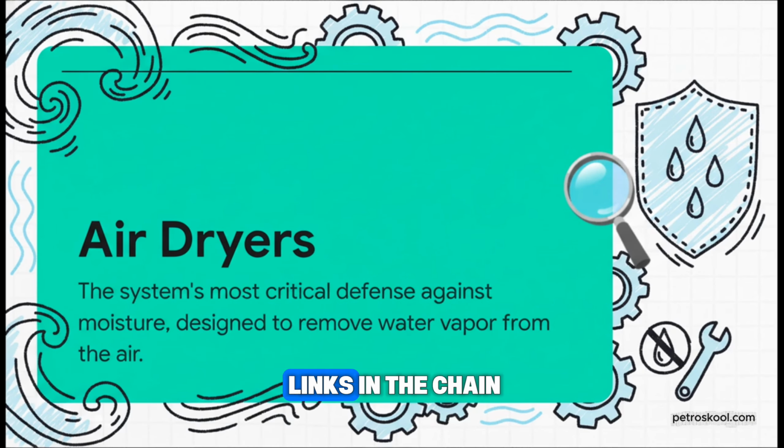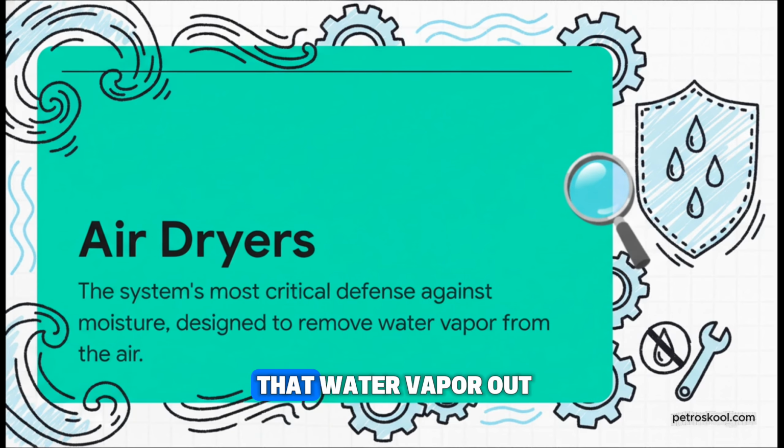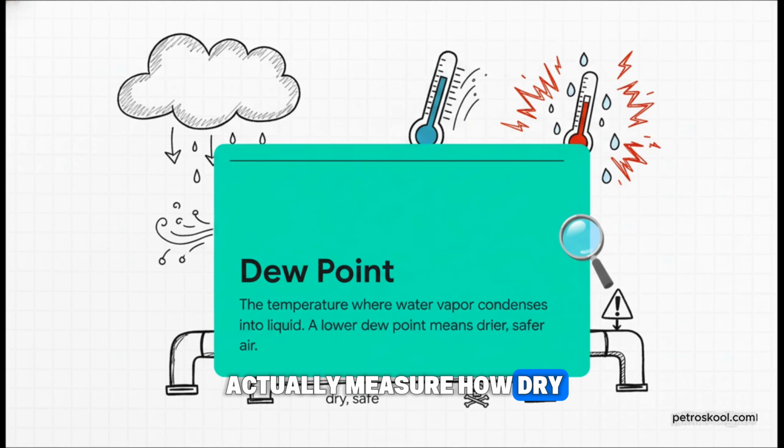Now, of all those links in the chain, you could make a strong case that the air dryers are the real MVPs. They have one single solitary job: to act as the ultimate guardian against moisture. They have to pull that water vapor out of the air before it has a chance to do any damage downstream. So how do we actually measure how dry the air is?